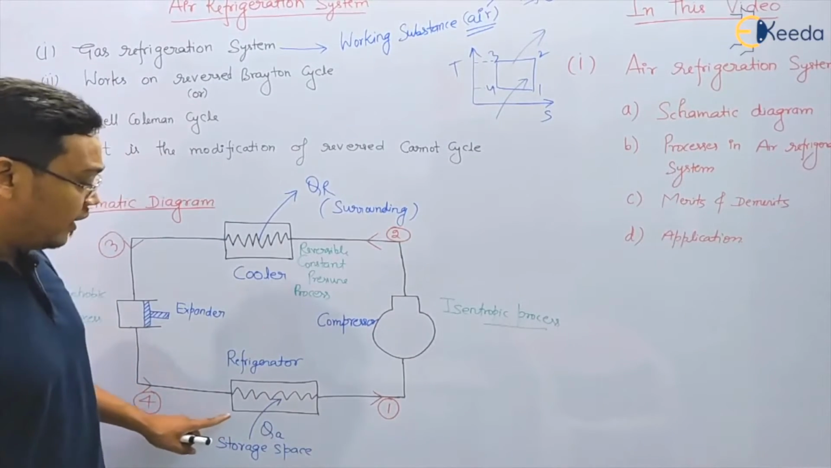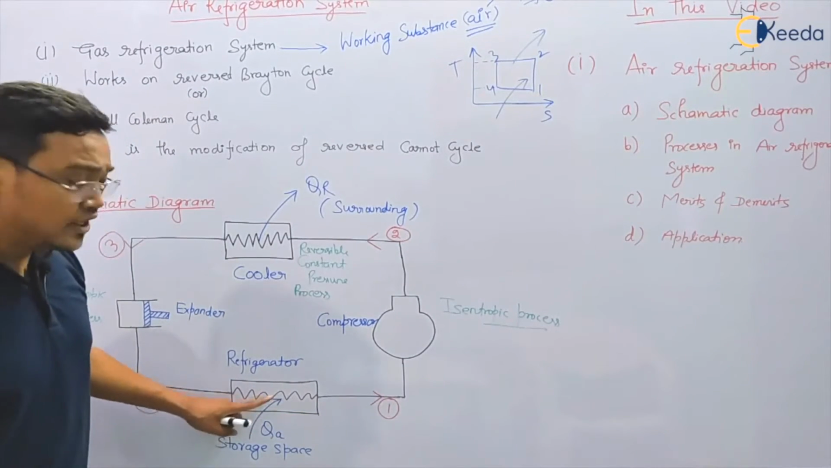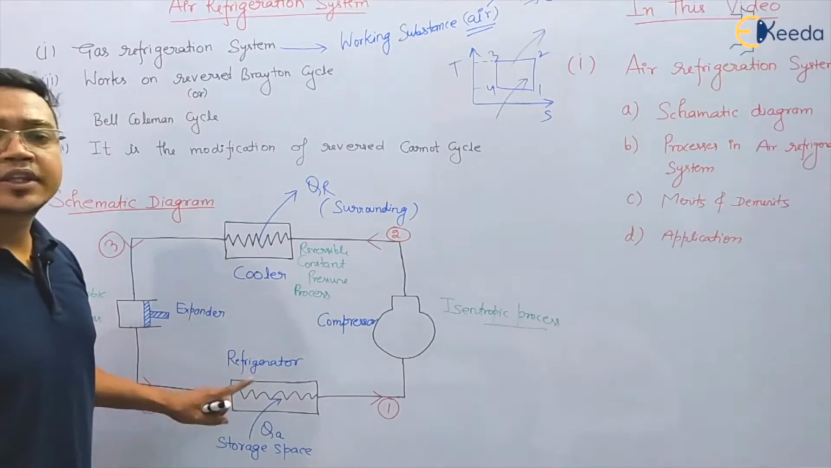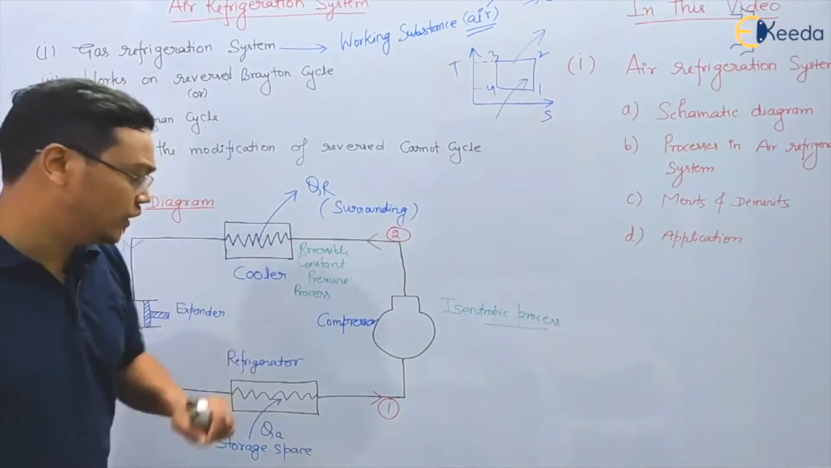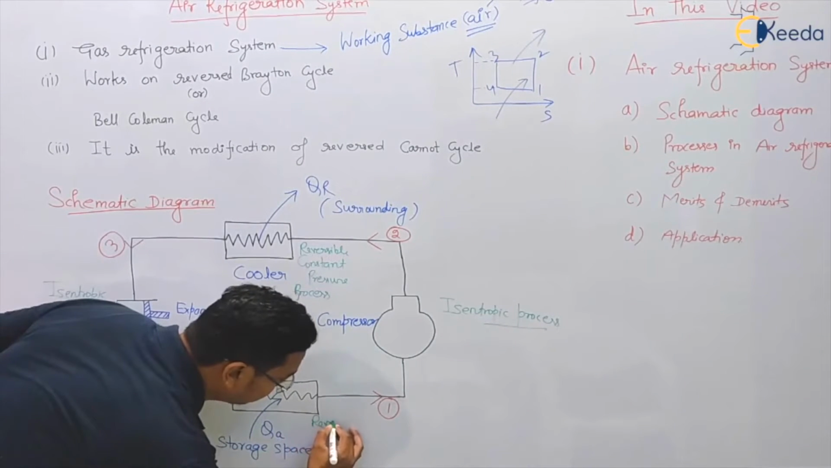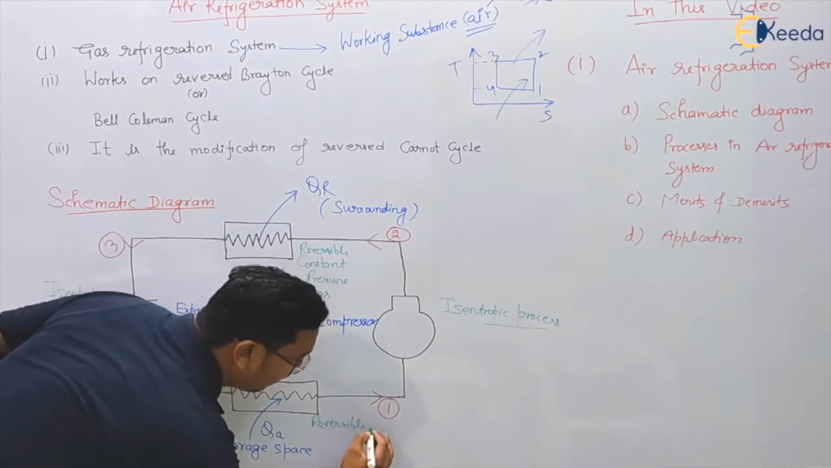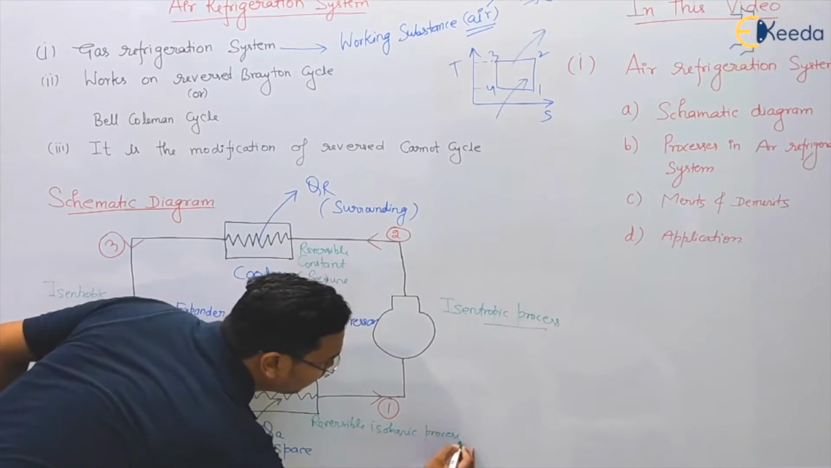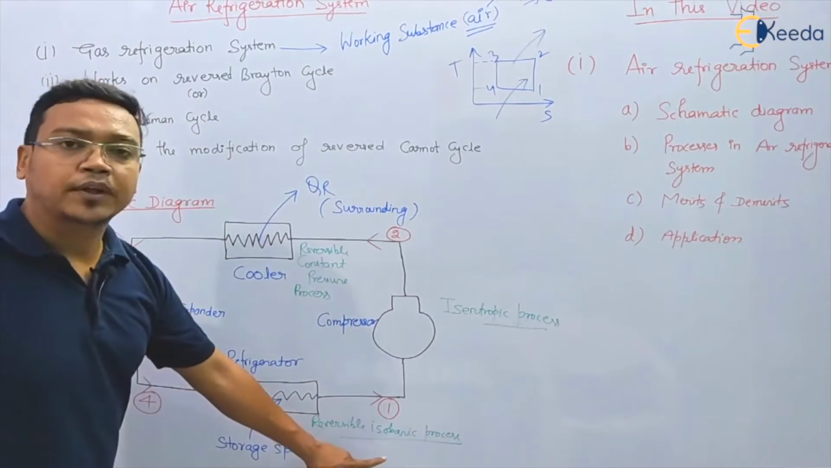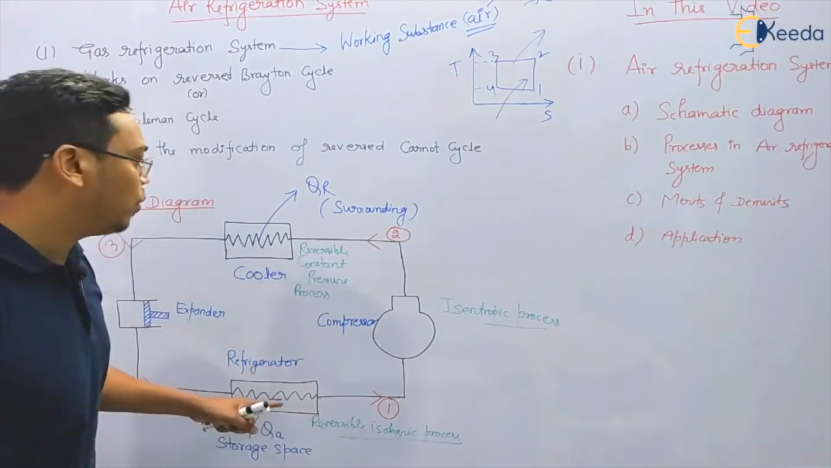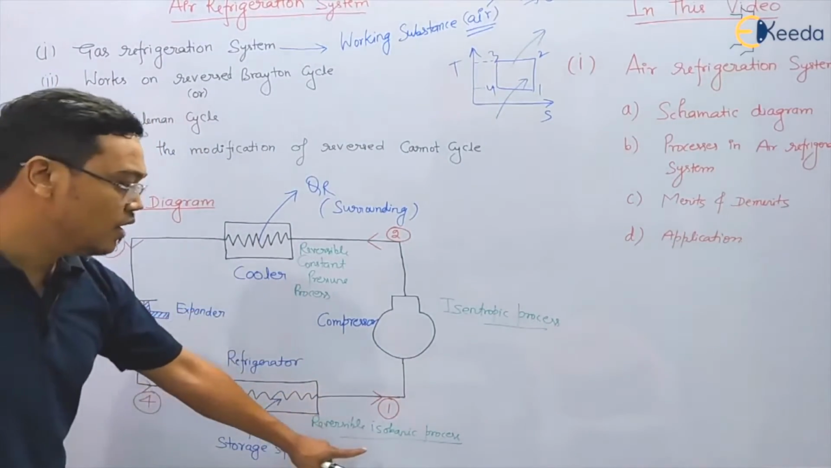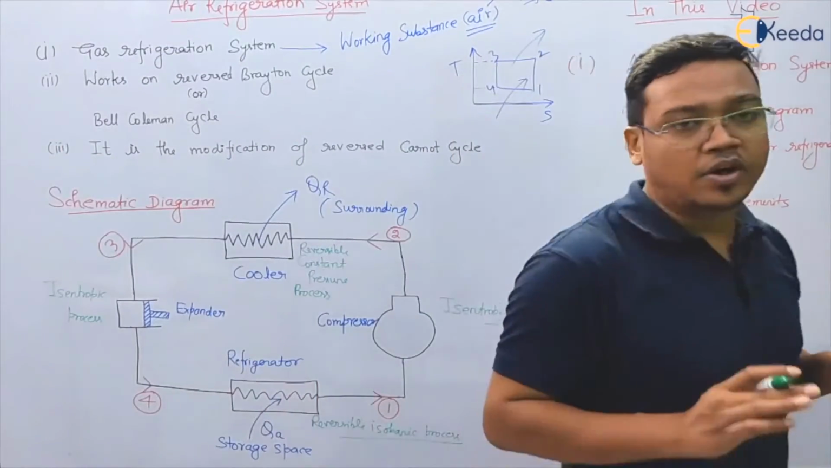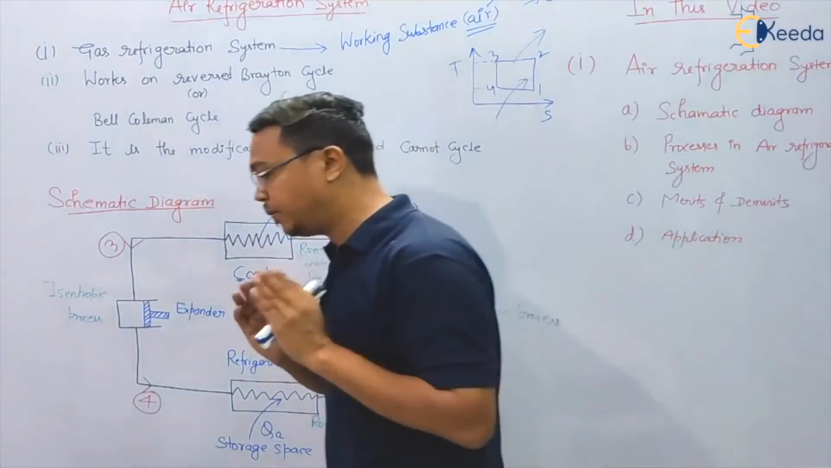In storage space or in refrigerator, heat addition is taking place. So here also this process will occur at constant pressure, a reversible isobaric process. Remember, constant pressure process is also called isobaric process. I have written here constant pressure, I have written isobaric process. These are the same. Constant pressure is also known as isobaric process.